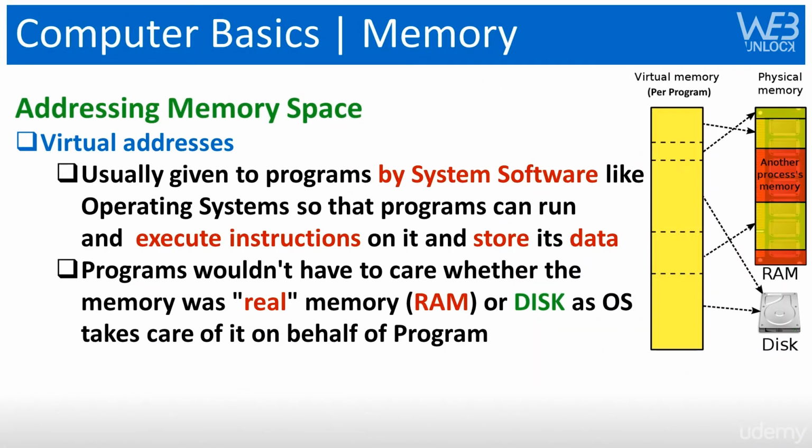The second type is called virtual addressing. Virtual addresses are usually given to our programs by the system software like the operating system, so that your program needs memory and it asks the operating system, hey, give me some memory so I can execute my instructions or store my data. The address that the system gives to our programs is usually a virtual address, unless we have some special programs. But I'm talking about in general, programs will use virtual addresses because the operating system will hand you that virtual address. In this case, why is this useful?